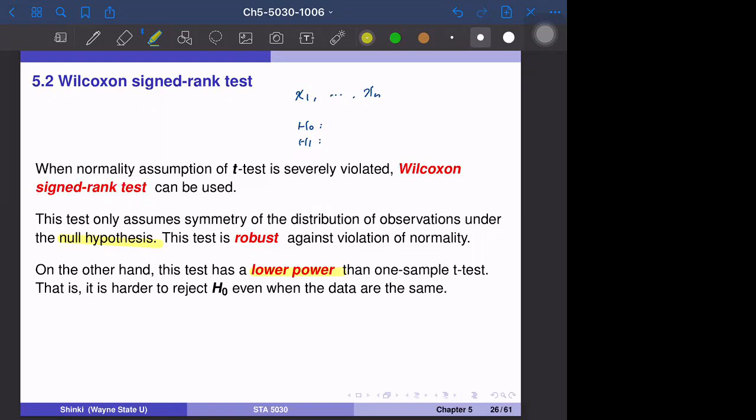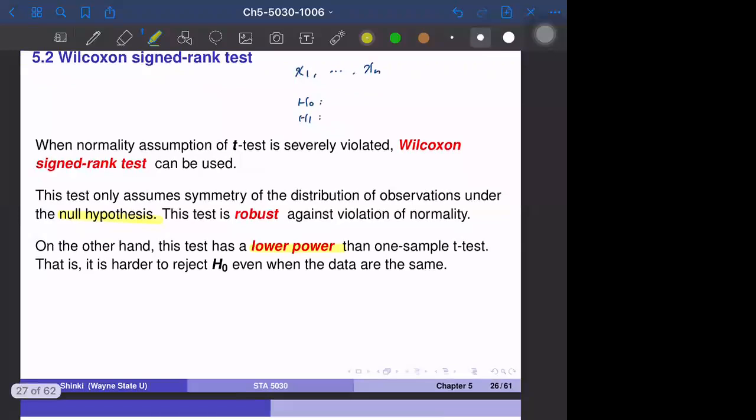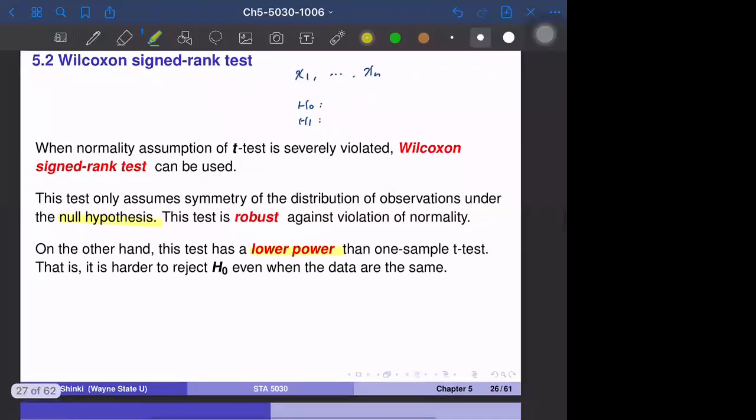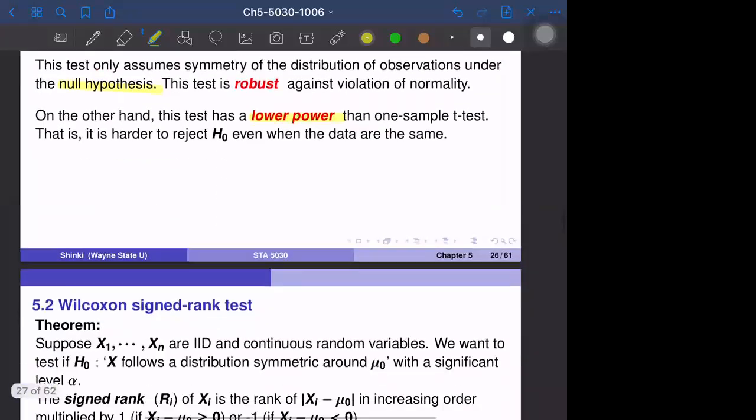So basically we have fewer assumptions. So that is an advantage. And the drawback is we have lower power. So basically we are on the safe side. We don't assume normality, so we think about the general case, but the conclusion is a little weak. That is true for any test. If we drop more assumptions, then the power is weaker. So it's harder to reject the null hypothesis.